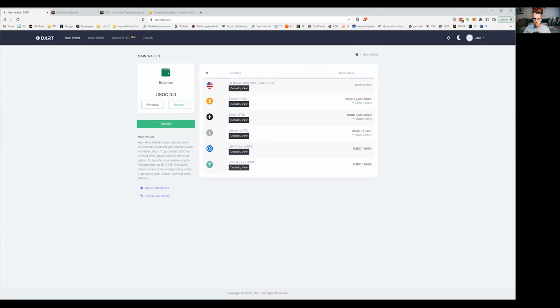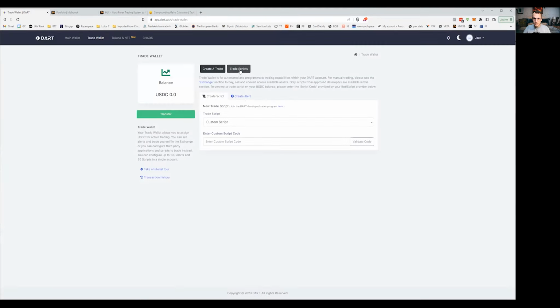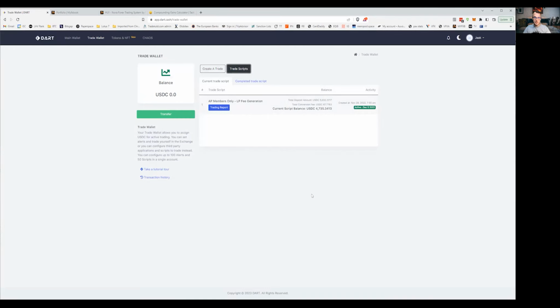I'm logged into Dart. I'm showing you all of this, so there is no basis for any conspiracies that I'm making this stuff up. I'm gonna move to my trade wallet. I'm gonna open the script. Now, bear in mind this view, this user interface is gonna change very soon to make it easier to see and to understand how things are working. I'm gonna open the trading report.